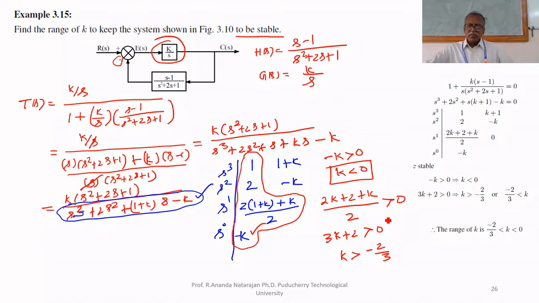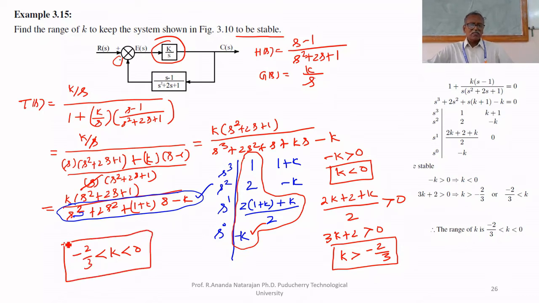So the value lies in between 0 and minus 2 by 3. The range of K for which the system is stable is minus 2 by 3 to 0. If it is in this range, then the system will be stable.